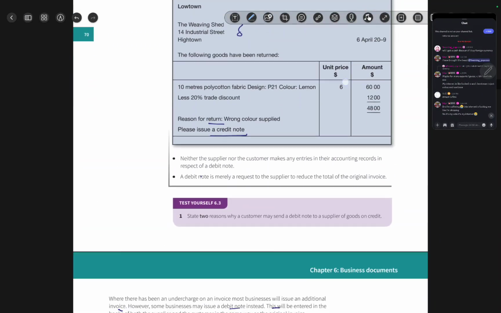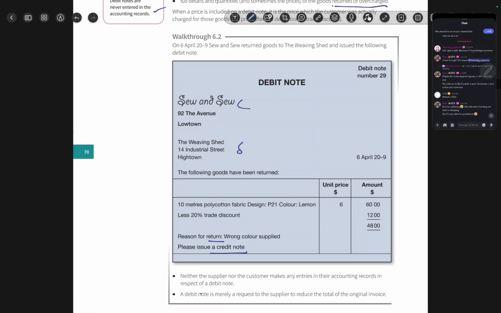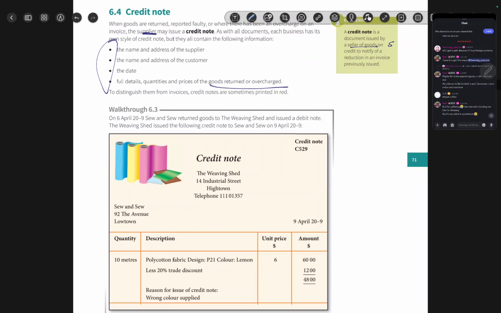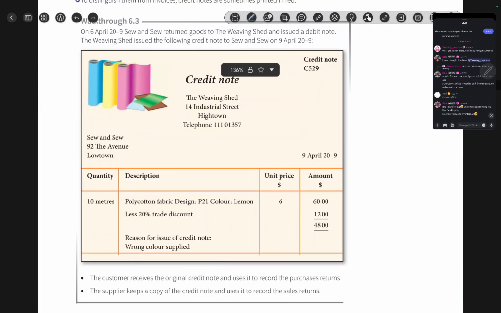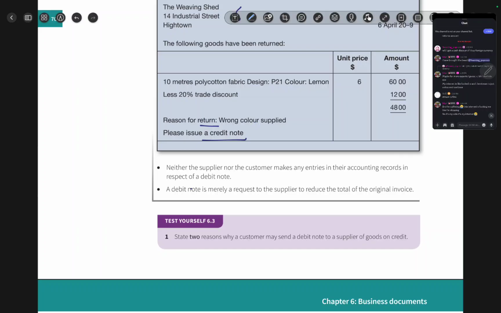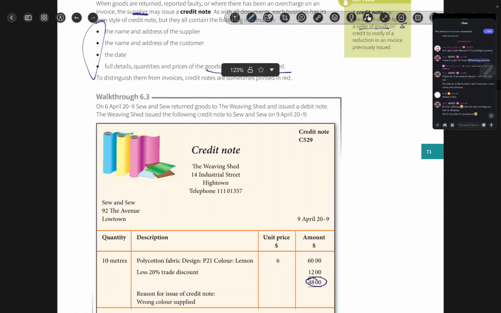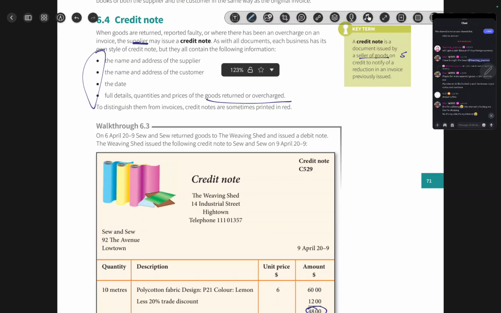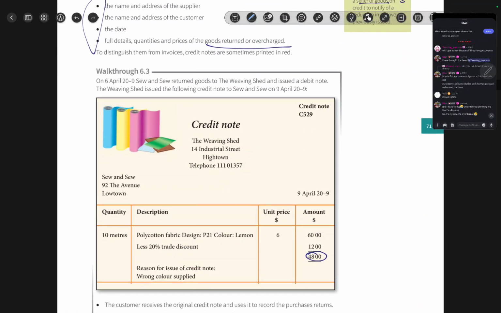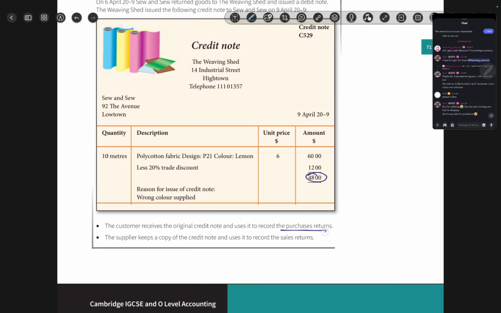Previously, we saw that Stevenson requested a return of $48 or 4,800. Now Waving Shed issues a credit note to Stevenson and notifies the return. The reason for issue is wrong color supplied, and here you see the reason for return: wrong color supplied. Please issue a credit note, and the credit note is issued. So in short, it's literally just a reply to the debit note, and this is an official document. The customer receives and uses it to record purchase returns. The supplier keeps a copy and uses it to record the sales returns.